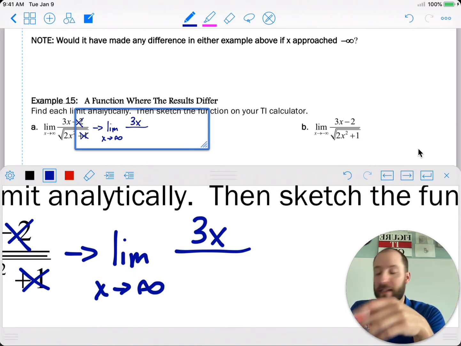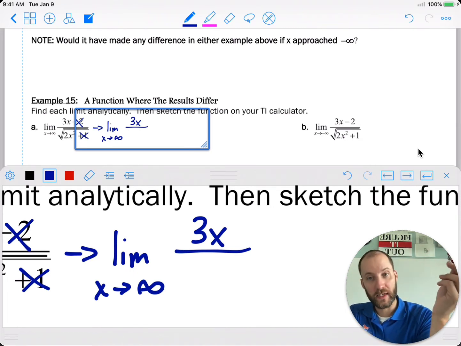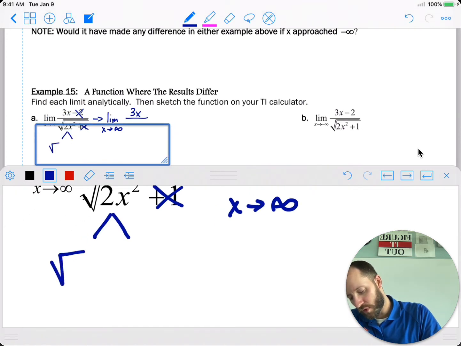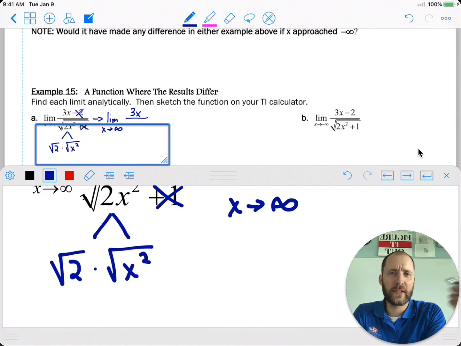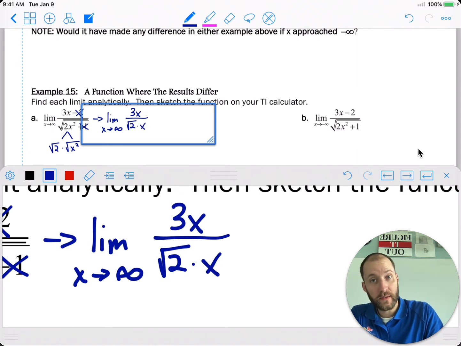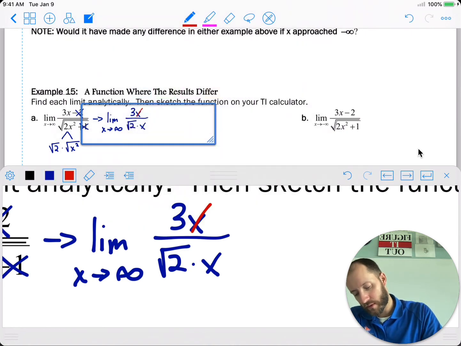Let's go ahead and take the square root of that, alright? Because square root 2x squared is the same as root 2 times root x squared. So let's evaluate that square root. Root 2 is root 2. Root x squared is x. So now we have an x top and bottom. They cancel out.